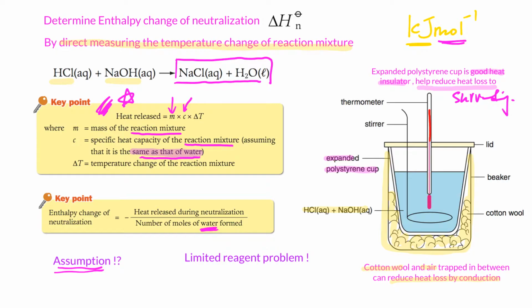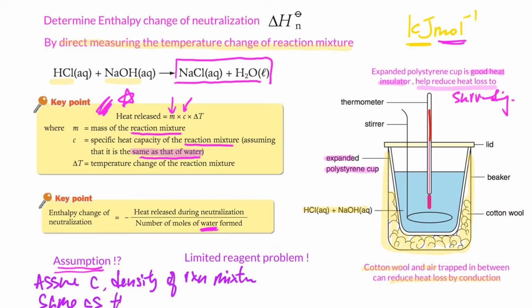So we assume the specific heat capacity and the density of the reaction mixture are the same as that of water. This is our assumption. Using mc delta T over the number of moles of water formed. And remember, this is neutralization, so it has to be negative all the time.